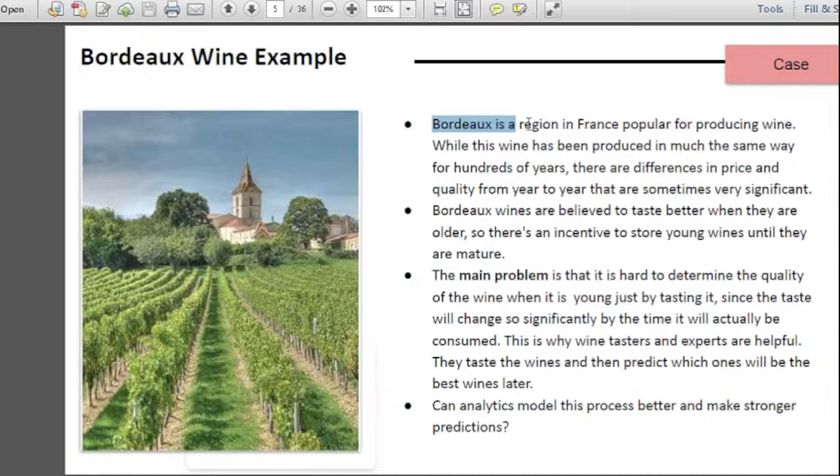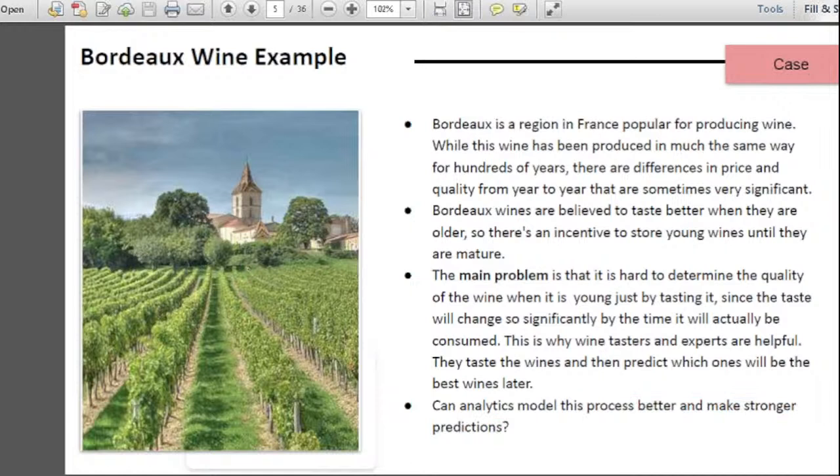That is why wine tasters taste the wine and then predict which one will be the best wine later, or which one could be sold at a higher price later, right? Now, can analytics model this process better and make stronger predictions? We'll see in this case.